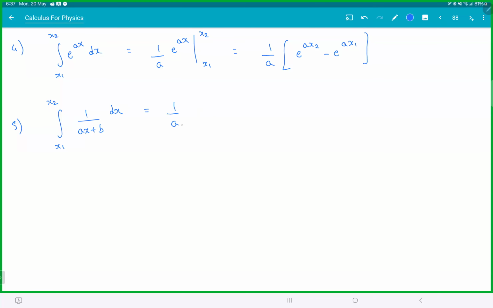So this is 1 by a ln ax plus b. Did they teach you the ln thing in maths? Ln a plus ln b, ln ab, ln a minus ln b. They taught you? They didn't teach? It's okay. In physics you will not encounter it much right now. They will teach you in maths anyway. But if you know it better, just in case. So this is ln ax2 plus b minus ln ax1 plus b.